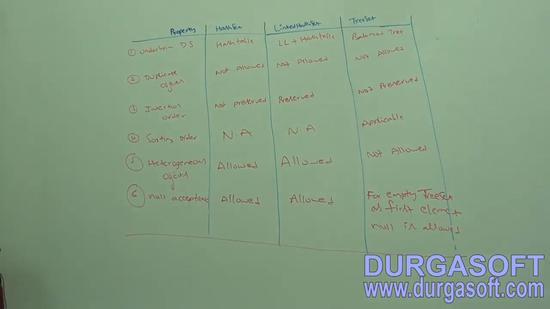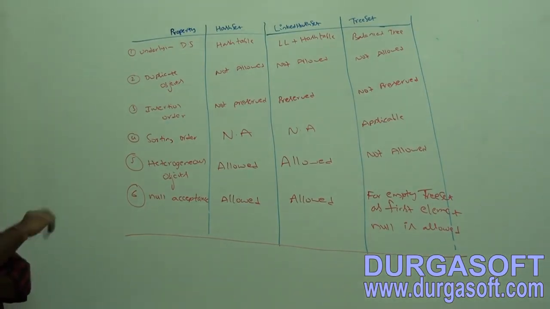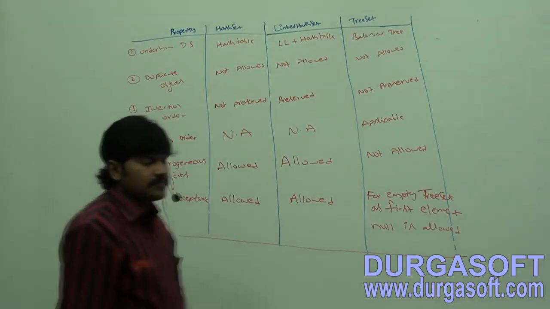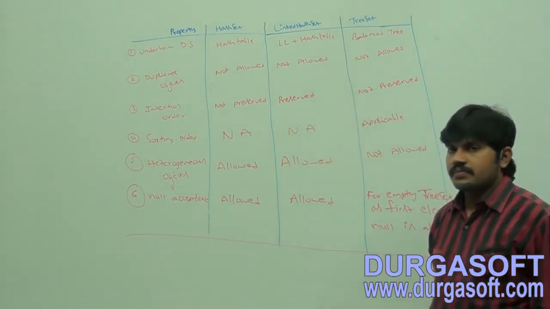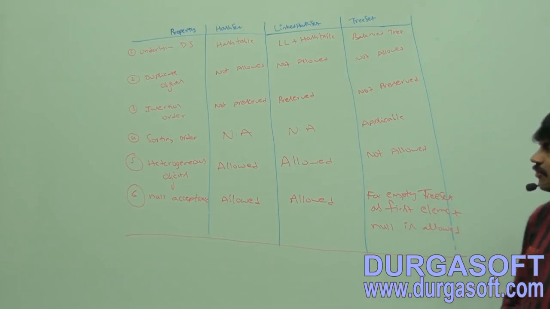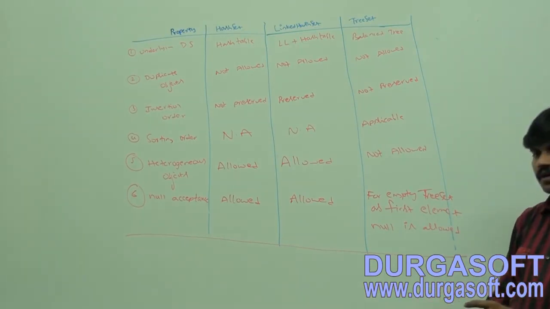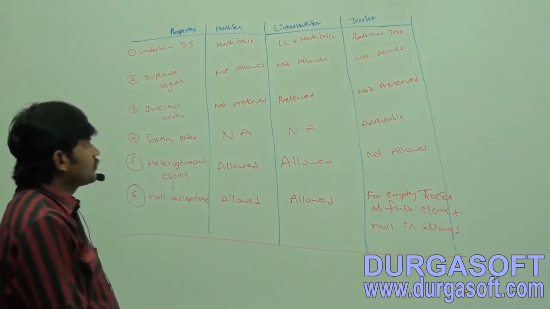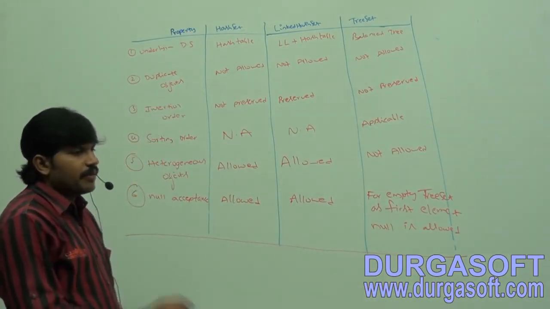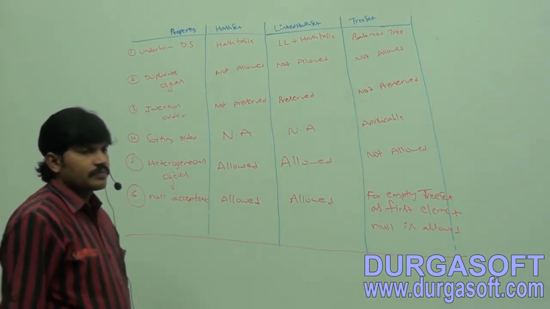Underlying data structure for hash set: hash table. Next, a combination of linked list and hash table. Next, in the tree set case, balanced tree.